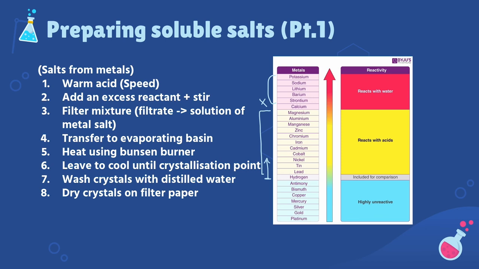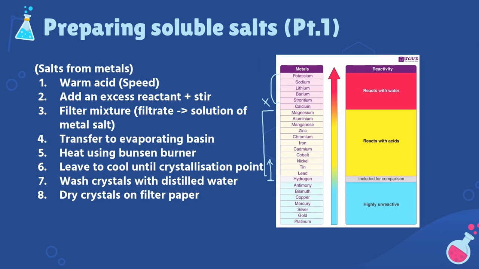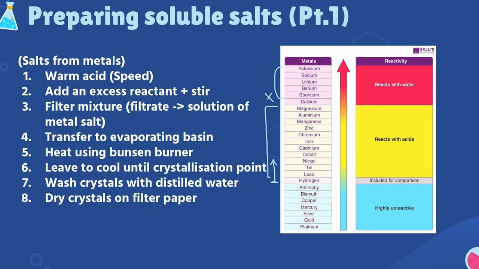The first way, we make it by using salts from metals and insoluble bases. So from here, we have salts from metals. This method is only used for metals above hydrogen in the reactivity series, as copper, silver, gold, all this is too unreactive. So we use all of this.